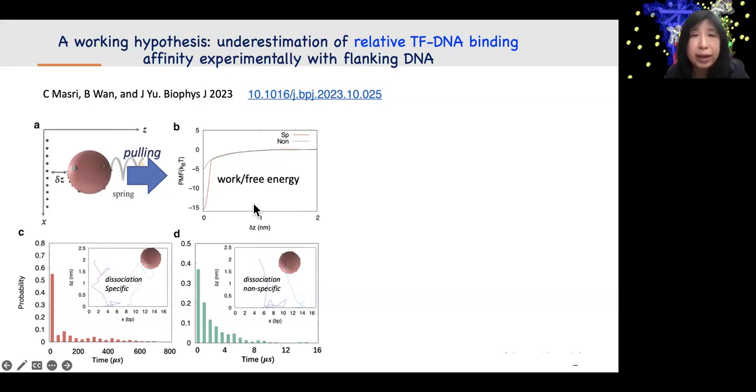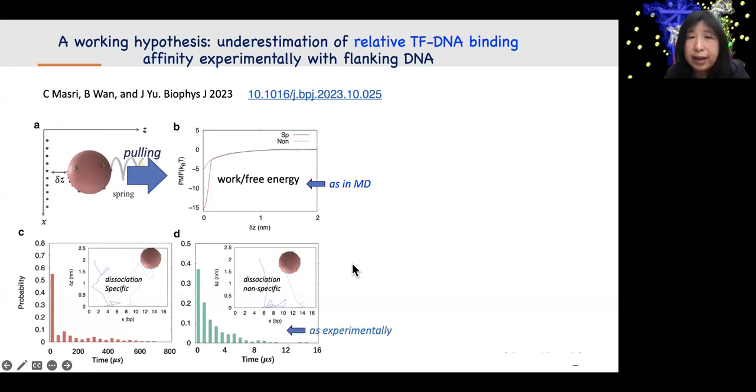Okay, so to further illustrate this idea, we still use this minimal model, but with two ways of measuring the binding free energy difference. One way is we just pull the protein away from DNA. Then we can measure work and get the free energy difference. Or we can mimic the experiment and allow the protein to dissociate spontaneously among different sequences and measure the corresponding time and rate.